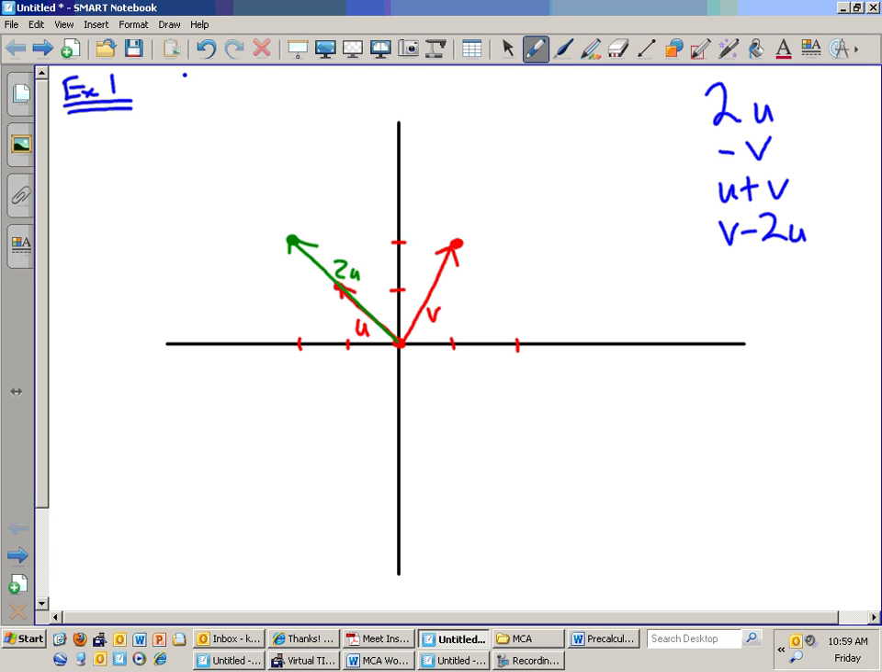How about negative v? Yeah, I would go in the opposite direction. Negative v. Excellent.